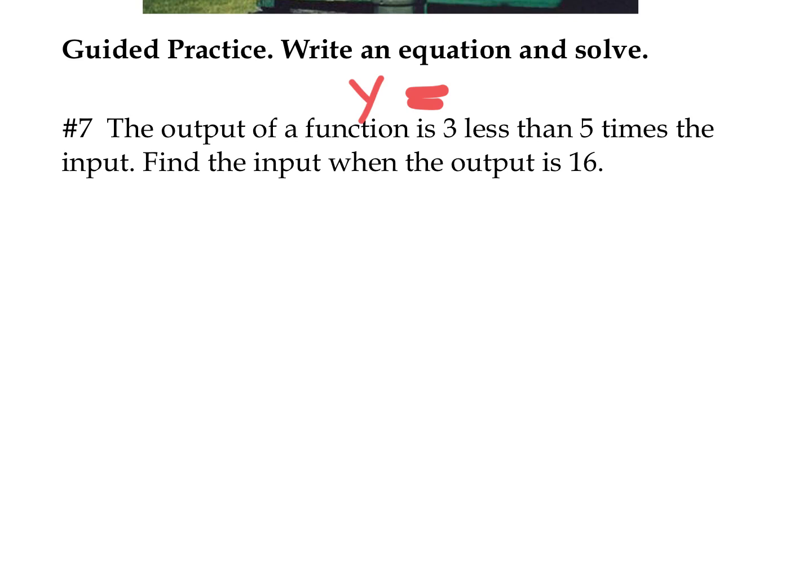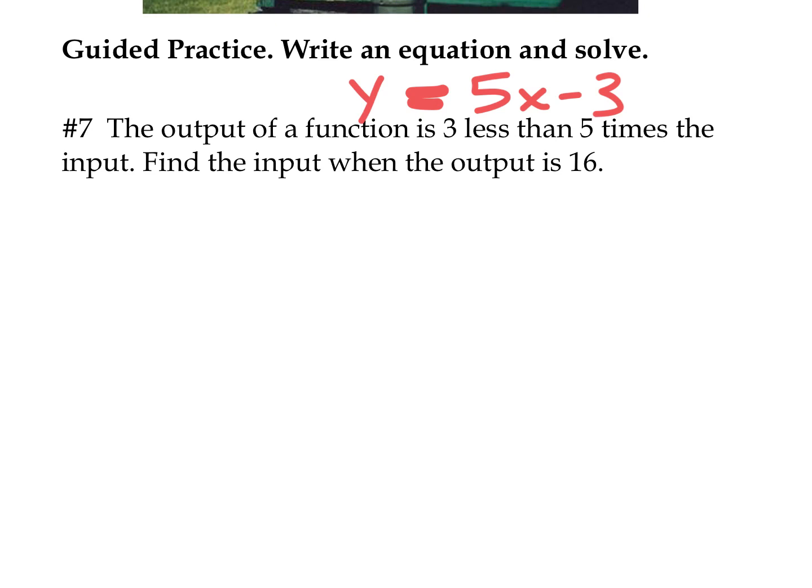It doesn't really matter what variables you use. I'm going to use x and y. 3 less than 5 times the input. So 5 times the input and 3 less. It's not 3 minus 5x. It's 5x minus 3. That's going to change things when we go to solve if you write that in the wrong order. 3 less than something means you're taking the 3 away.